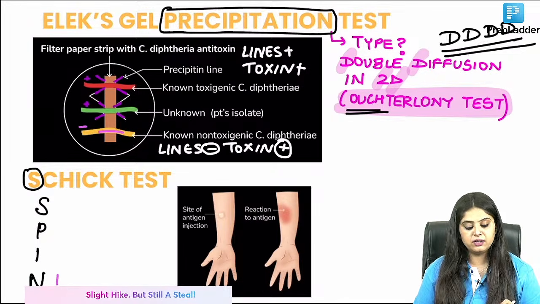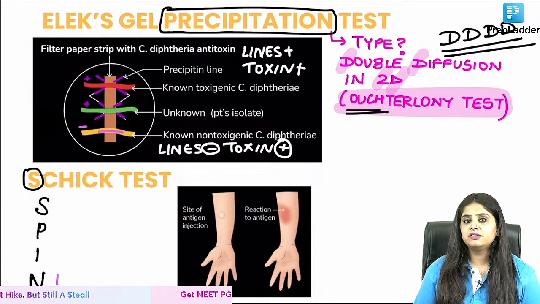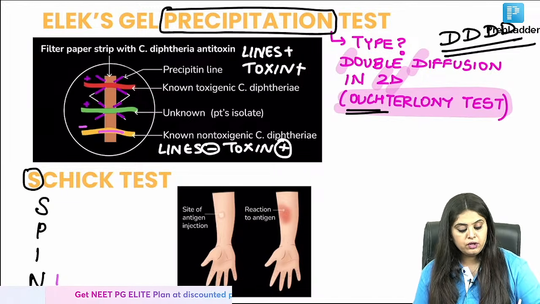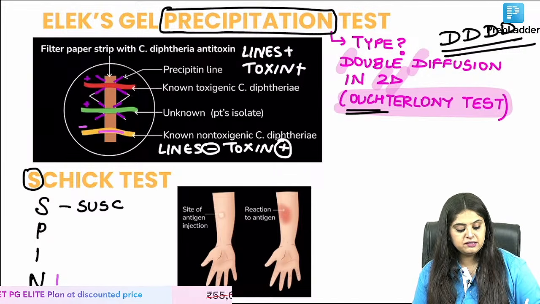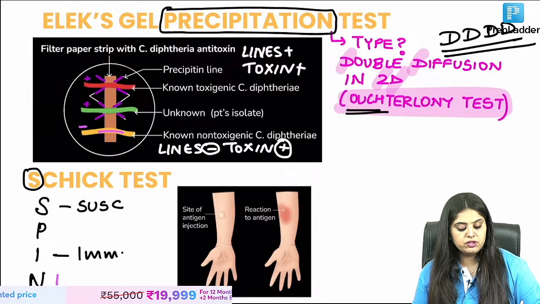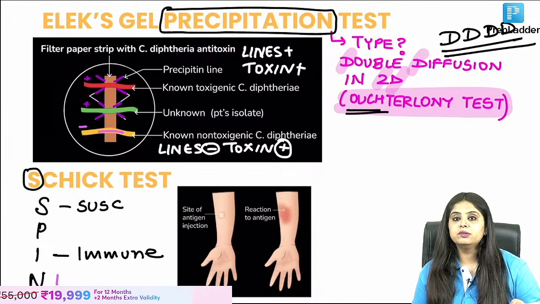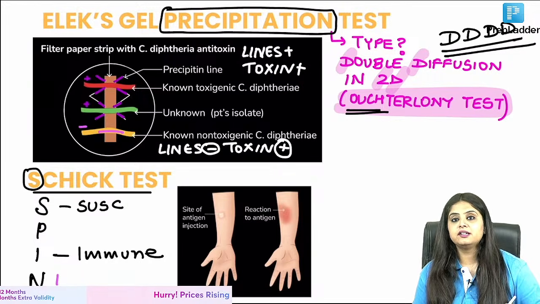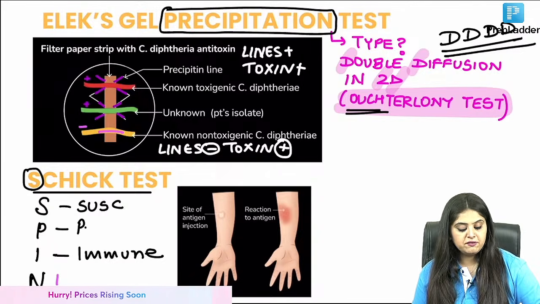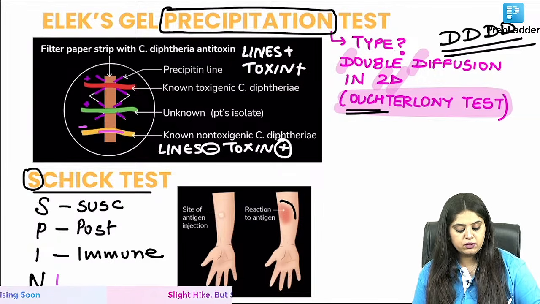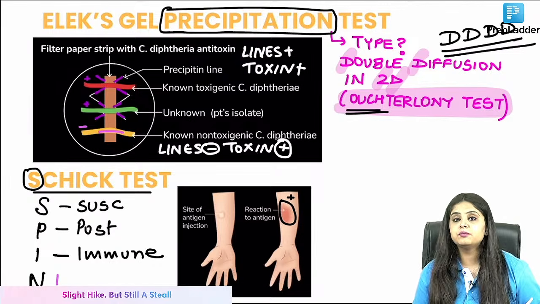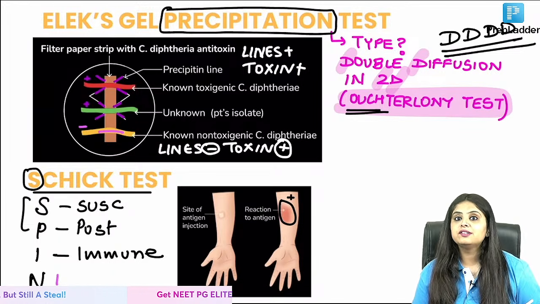You now want to find out, am I immune or am I still susceptible? Your question to me is, ma'am, am I still susceptible or am I immune? I have already had the vaccine. I will say do a skin test, this kind of a skin test, that is the Schick test, which means that if your Schick test comes out to be positive, like over here there is a lot of redness, if it comes out to be positive, this means you are still susceptible.